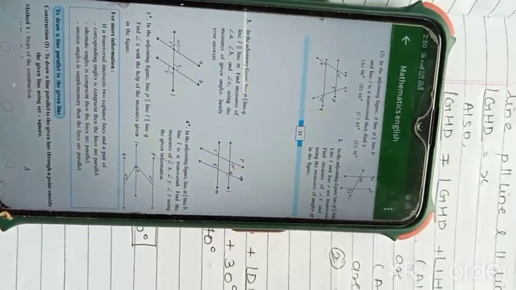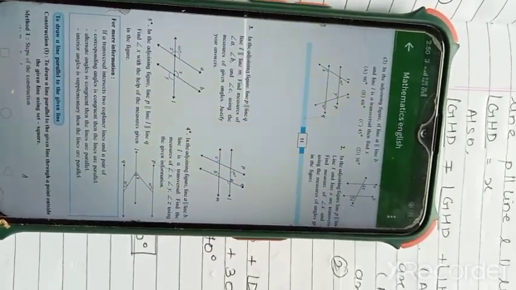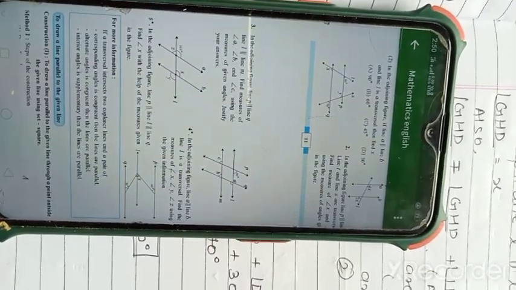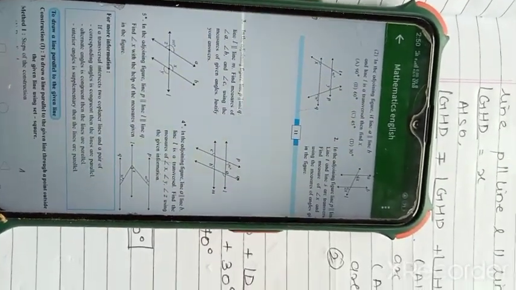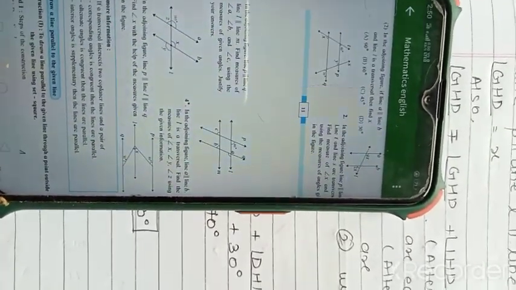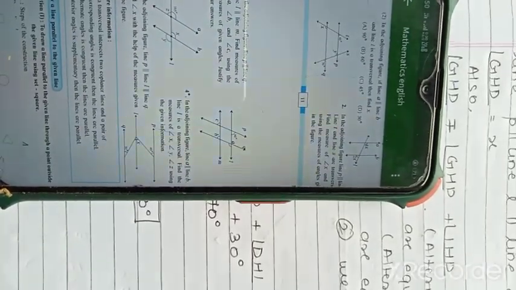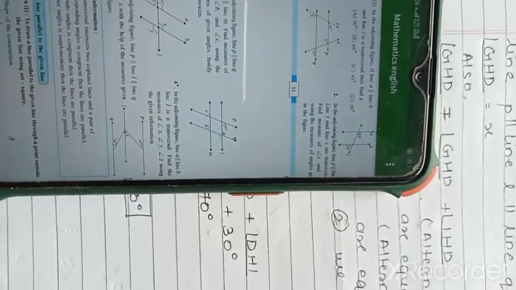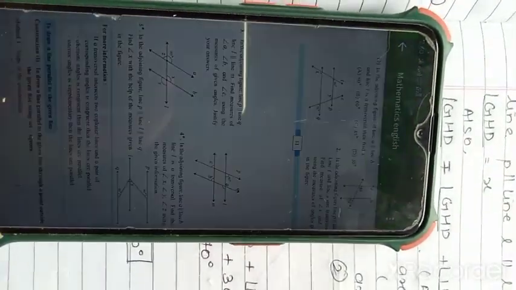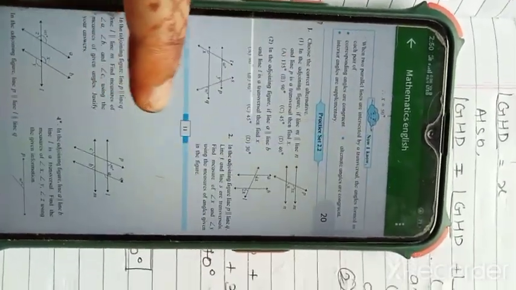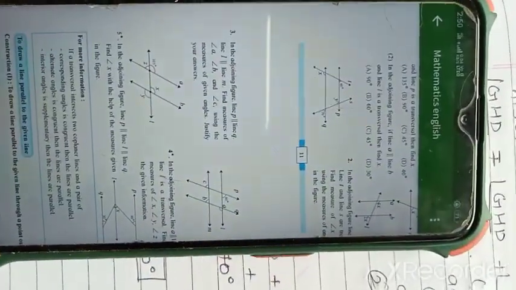Good day, students. In our last lecture, we started with chapter number 2, that is parallel lines and its transversal. In that chapter, we started with practice set 2.1 and 2.2. For 2.2, we have completed up to question number 3. Question number 4 and question number 5 were left for practice set 2.2. So today we will complete this chapter as well.